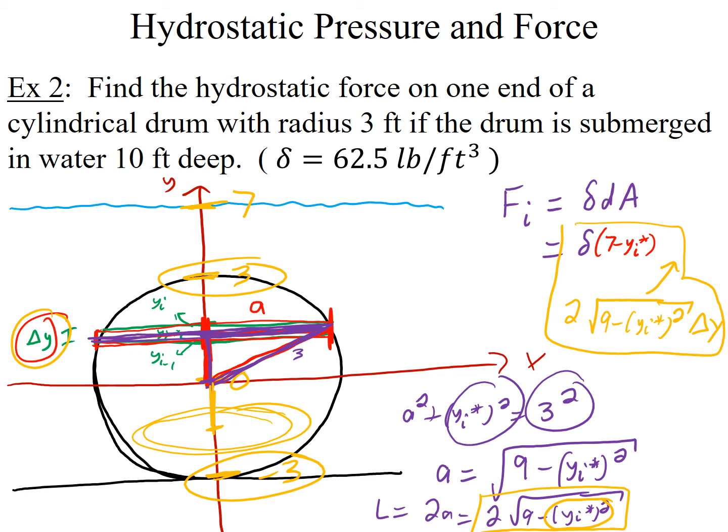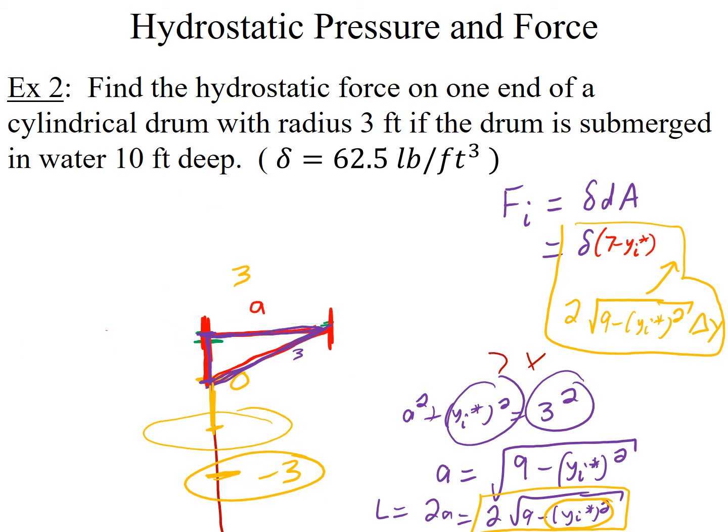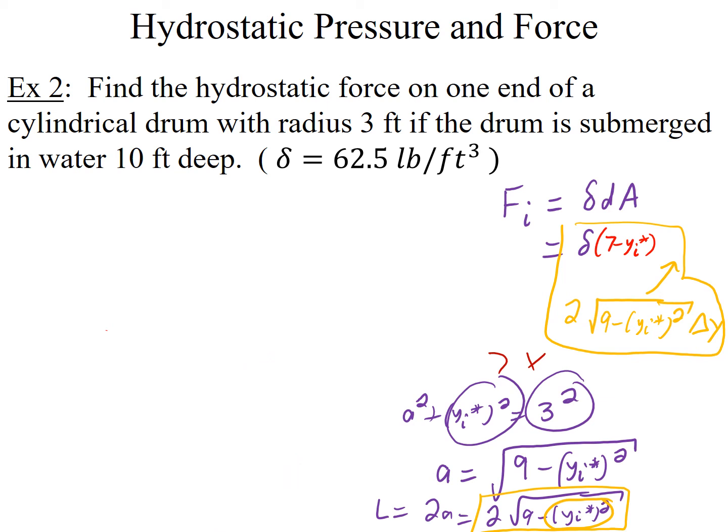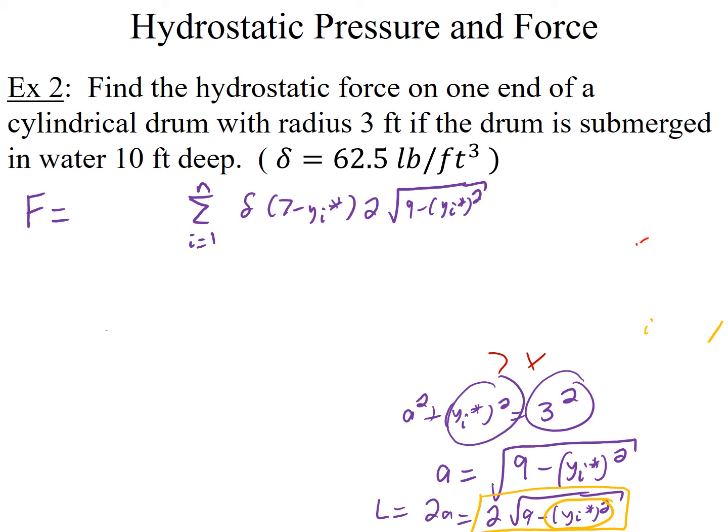Okay, I mentioned all that because I need to erase the picture here. But just keep in mind that this Fi is the force on one rectangle if you cut it into a bunch of rectangles. So to find the total force, you have to add all the forces of all the rectangles. So the total force, you just have to add them all, sum i equals 1 to n if we have n of them. Delta times 7 minus yi star, and then it's going to be times 2 square root of 9 minus yi star squared, and then delta y. And that's the total force on all the rectangles.